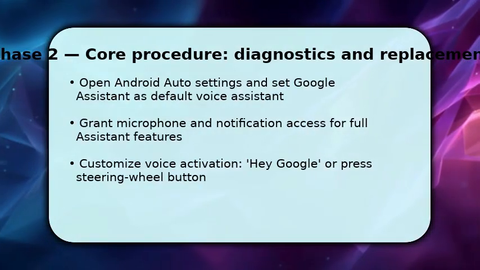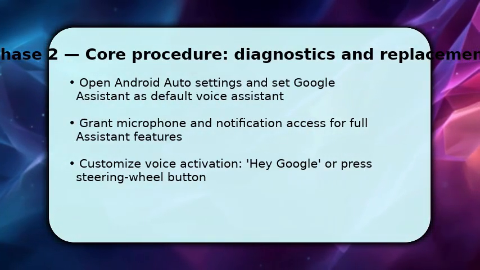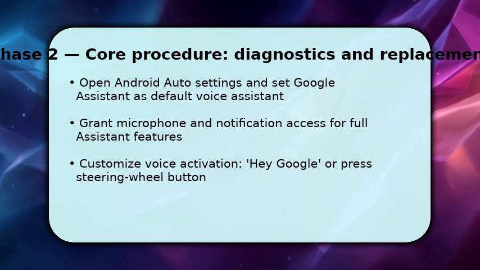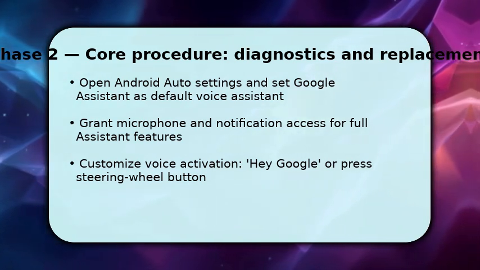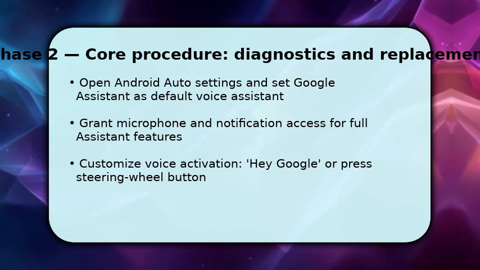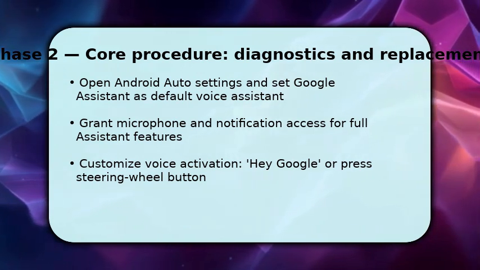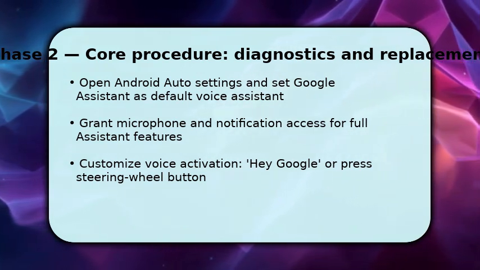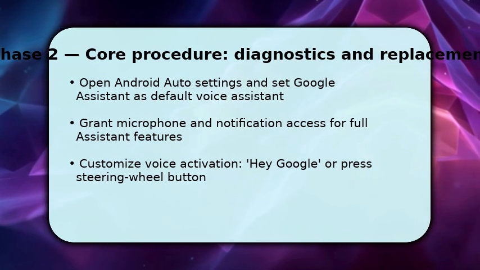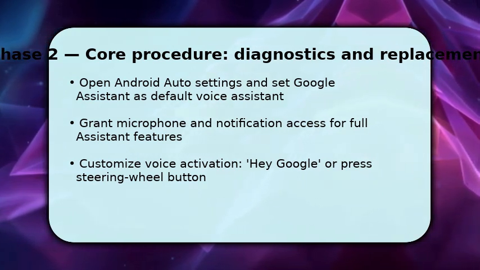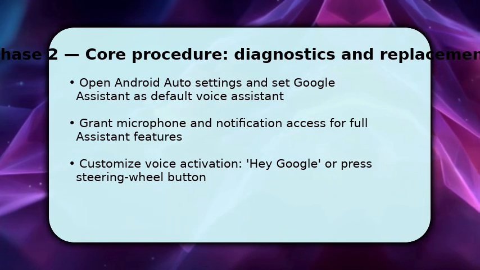You now activate Google features inside Android Auto. Open Android Auto settings on your phone, then set Google Assistant as the default voice assistant. This ensures voice commands go to Google rather than the car's system. Make sure you grant microphone and notification access so Assistant can speak, announce messages, and interact with apps.